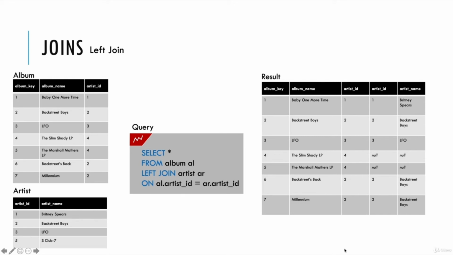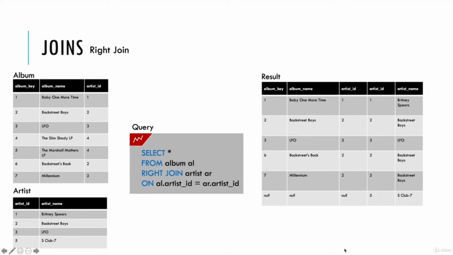If you look closely, you'll see we still don't have any information about S Club 7 because they are in the right table. They would only be joined into this data set if they had a match in the left table. Now, if we wanted to change our process and said we want to know about S Club 7, we don't care so much about the Slim Shady LP and the Marshall Mathers LP, we can change that left join to a right join, and it'll basically pull the opposite information. You'll see we no longer have albums 4 and 5 because a right join keeps everything from the right table and brings back anything where the left and the right table join together.